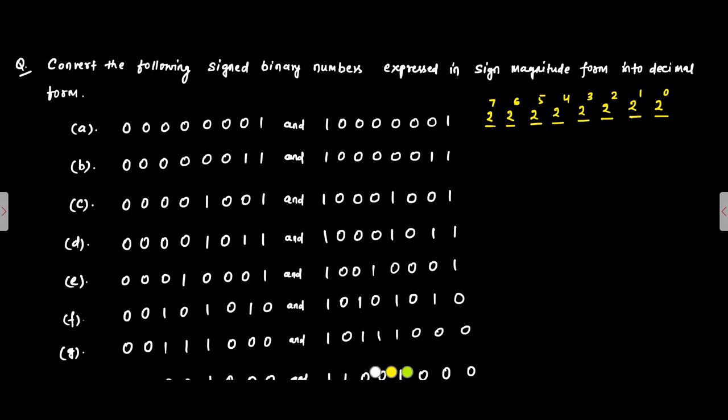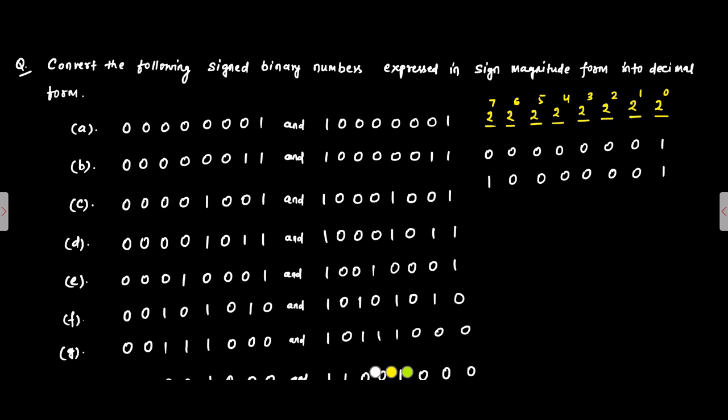They are all 8-bit numbers. The first two are given in pairs. I have already written the weight system for 8-bit numbers, so simply we have to put the 8-bit numbers and get their value. The first number is all zeros up to the last one, which is 1. And for the second number, we have 1, 0, 0, 1. Now, recalling the rules of sign magnitude system.